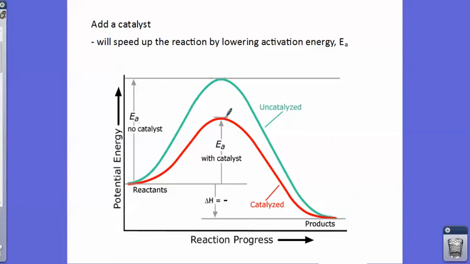A catalyst is part of the reaction. However, it's not incorporated in the reaction because it's not used up. It can be used over and over again. It's kind of like an enzyme in biology. The enzyme, until you have an inhibitor in it, is going to continue to work for your process.